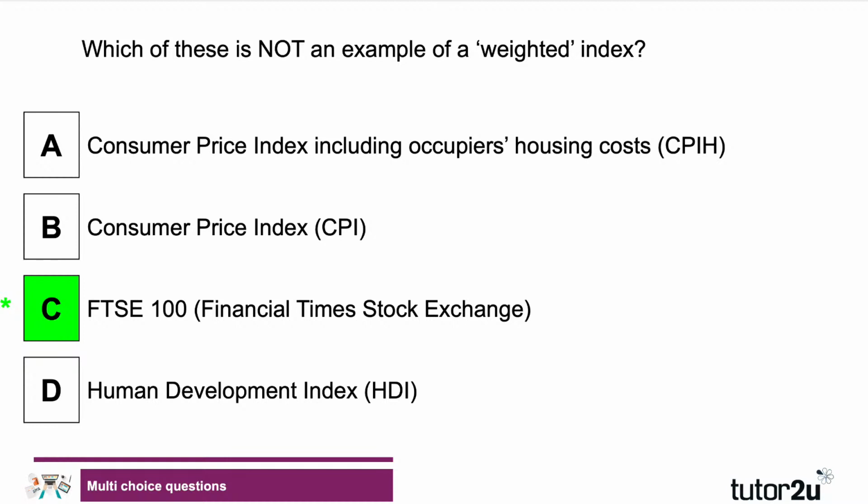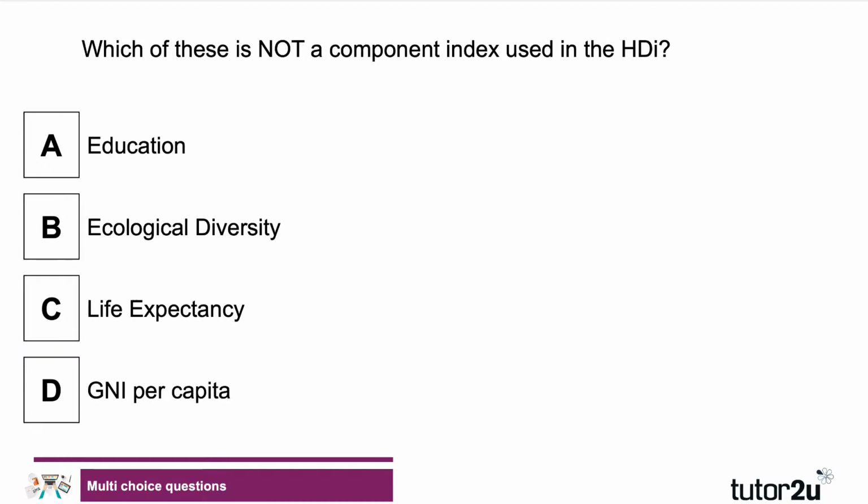My last multiple choice question, Jim, please. Which of these is not a component index used in the Human Development Index? Last of the multiple choice questions, which of these is not a component index used in the calculation of the Human Development Index? Hopefully some of you students have been doing development economics. My students are doing it at the moment. An absolute flood of answers coming through here. And it looks like you're doing just as well on this question.